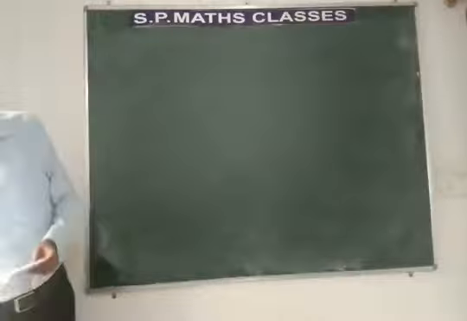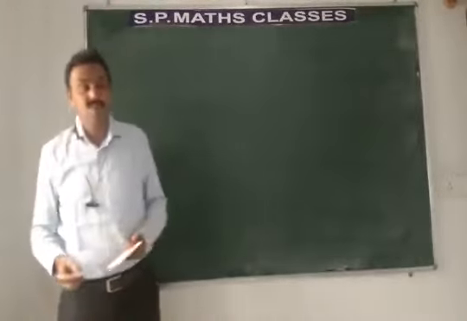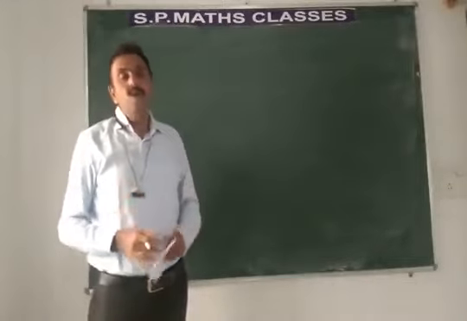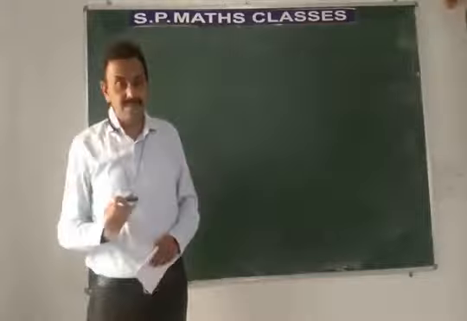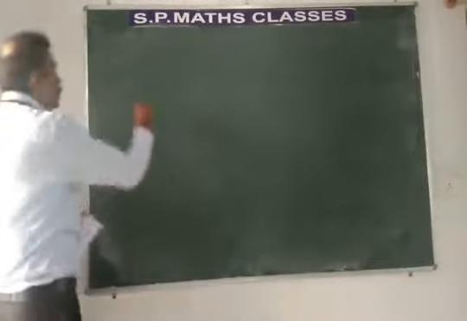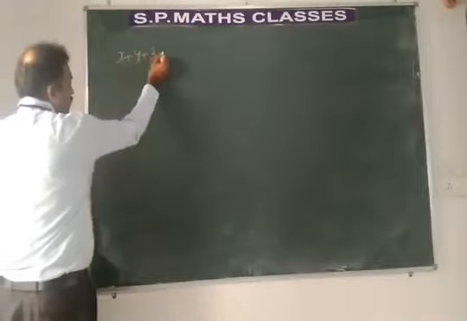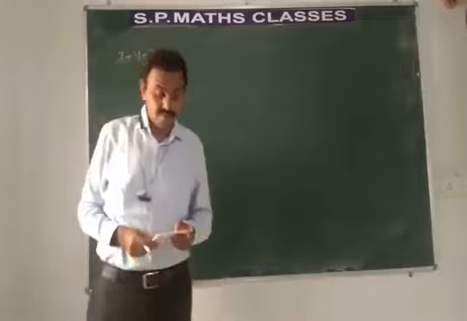So you read the problem carefully. Sum of the three non-zero integers is 6. Let us consider the integers as x, y and z. According to the first statement, sum of the three non-zero integers is 6, means we have to take x plus y plus z as 6. That is equation 1. Next.